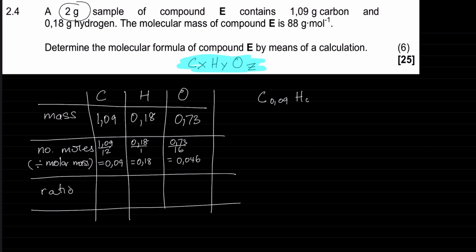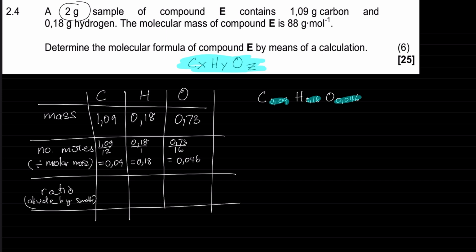Now, we can't go and write C 0.09, H 0.18, and O 0.046, because these numbers must be whole numbers. So these numbers here need to be whole numbers. So how do we get them to whole numbers? We divide them. What do we divide by? So you divide by the smallest number. So the ratio, to get the ratio, divide by the smallest number.